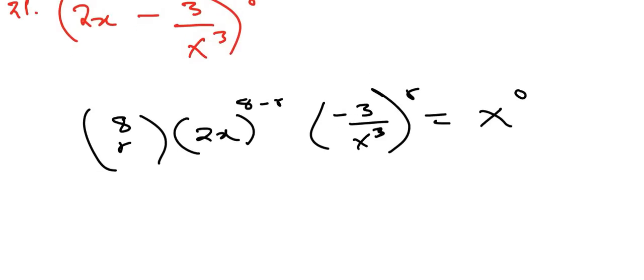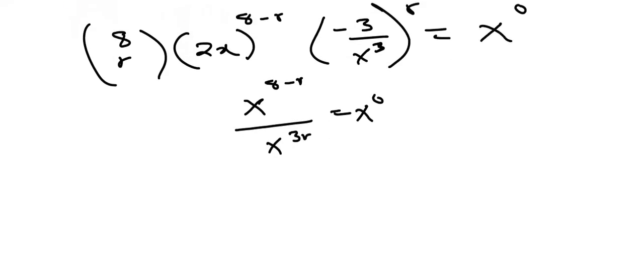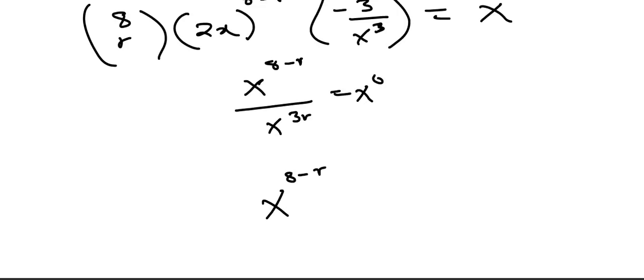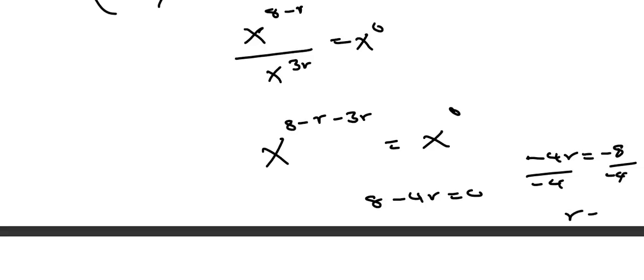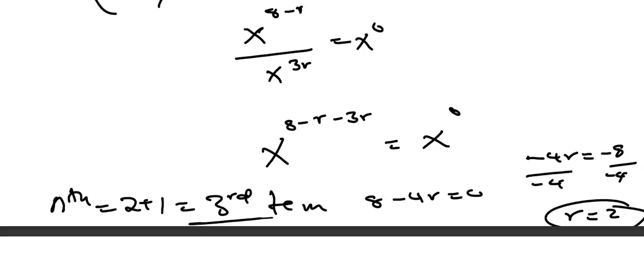Get the portions that have x alone, so I'll get x to the power 8 minus r. I also get this to the power r, that's going to be x to the 3r, is equal to x to the power 0. This will be x to the 8 minus r minus 3r is equal to x to the power 0. Then this will just be 8 minus 4r is equal to 0. Negative 4r is equal to negative 8. Divide by this, divide by that. So r is equal to 2, meaning this is equal to 2 plus 1, which is just the third term. So it is the third term which is independent of x for number 21.